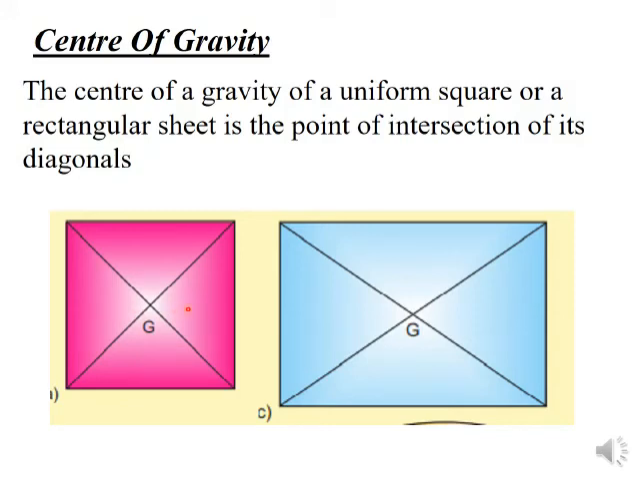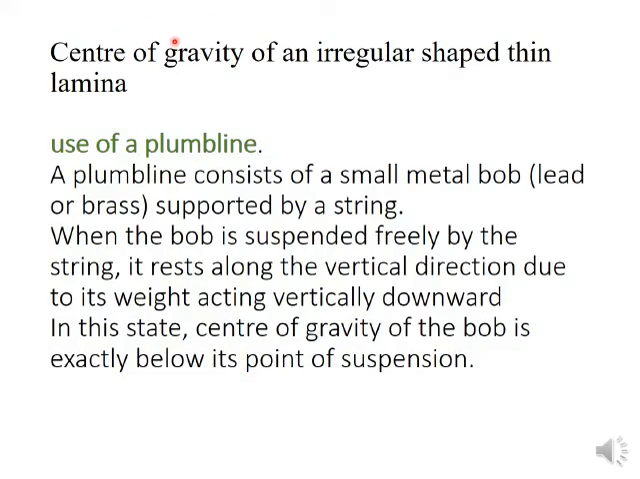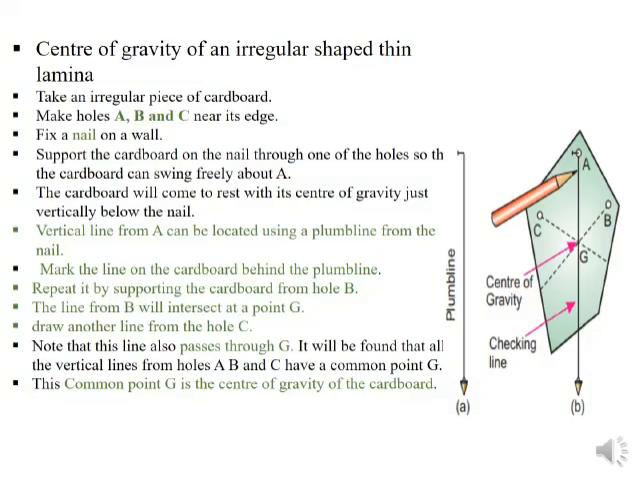The center of gravity for a uniform sphere or a rectangular sheet is the point of intersection of its diagonals. We will now consider the center of gravity of an irregularly shaped body. A simple method to find the center of gravity of a body is by using a plumb line. A plumb line consists of a small metal bob supported by a string. When the bob is suspended freely by the string, it rests along the vertical direction due to its weight acting vertically downward. In this state, the center of gravity of the bob is exactly below its point of suspension.